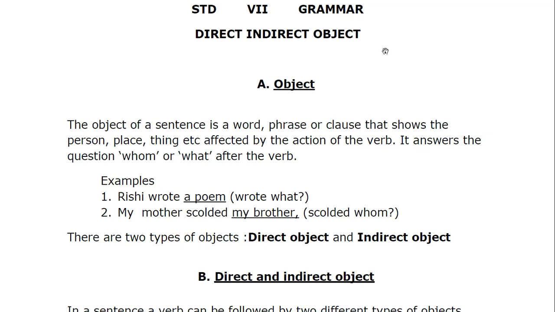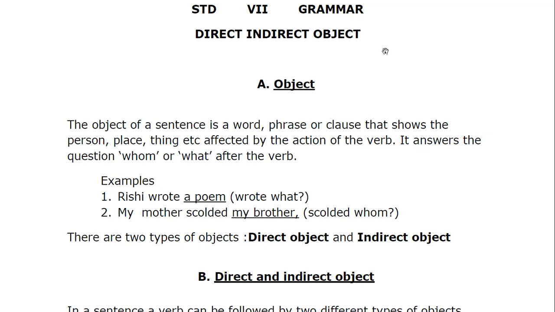Rishi wrote a poem. Now see what's underlined. What is the action here first? It is wrote. Okay, that's what he did. The verb wrote. Now it answers your question what? What did he write? A poem. See the second example. I told you, no two questions.